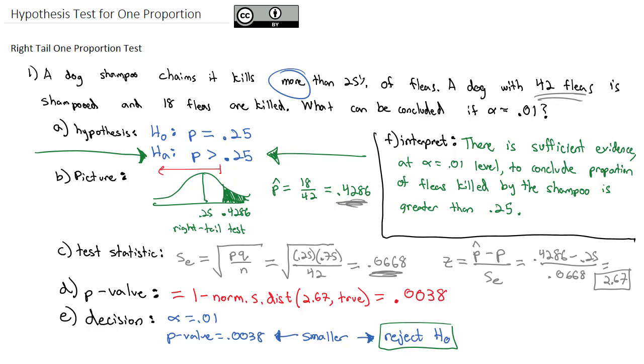So again, we're going through these same 6 steps: hypothesis, picture, test statistic, p-value, decision, interpretation, to decide what we can conclude based on this sample.